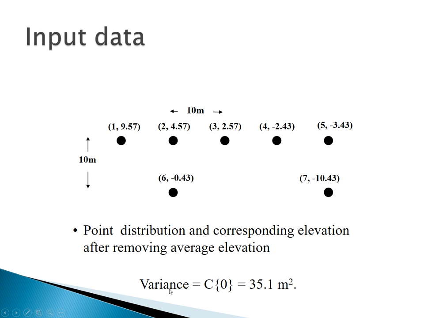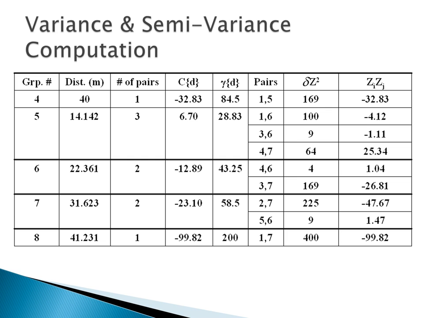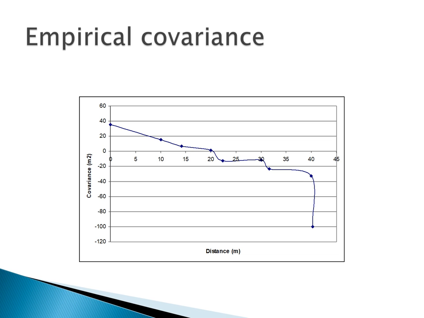Here are our values now, right? Then we can take our variance and calculate C0. Then we can group them together based on distances and the number of pairs within each of those distances. Then we calculate CD and gamma, which tells us which pairs fall within those values, and then the Z's as we go down. It goes all the way down to group 8, and then we do our empirical covariance. So this is the example of the numbers.